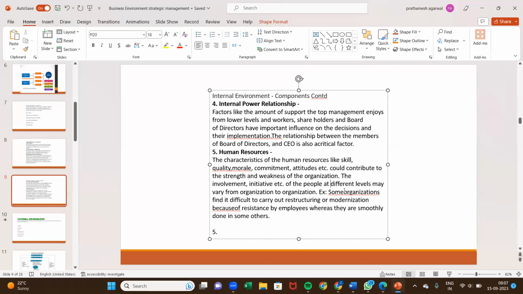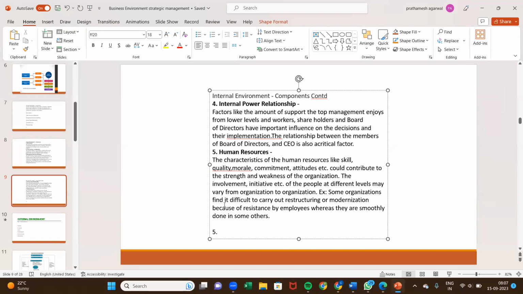Some organizations find it difficult to carry out restructuring or modernization because people are resistant to change. They don't want to change. They are not change agents. They are happy in their comfort zone. They do not want to come out of the comfort zone and step into the fear zone, because the fear zone is full of challenges and growth is always in the fear zone.